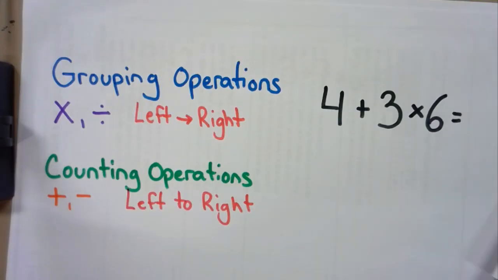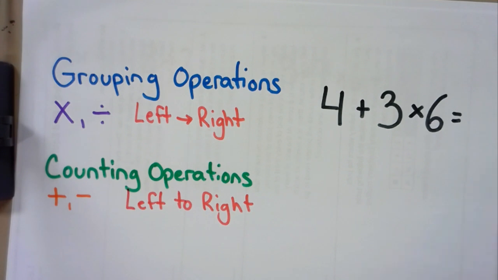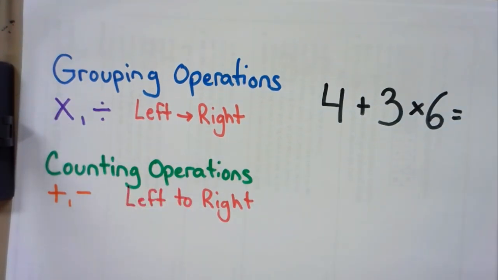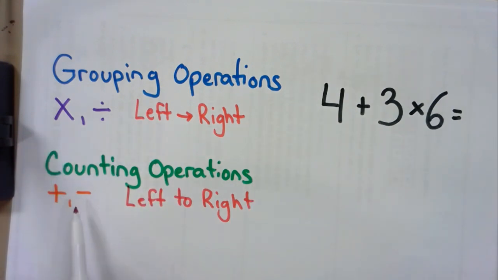And that's where we get into the order of operations. We always start off with any grouping operations. Grouping operations are multiplication and division, and we go left to right. So it's not like we do multiplication first and then division. Rather, we're going to do whichever ones we come across working left to right, and then we're going to do our counting operations. Again, addition and subtraction working left to right.